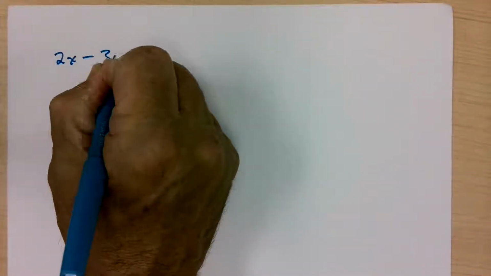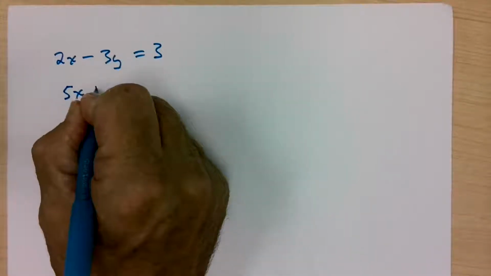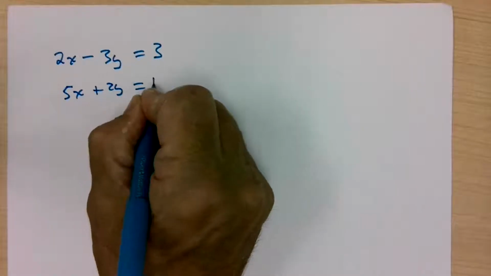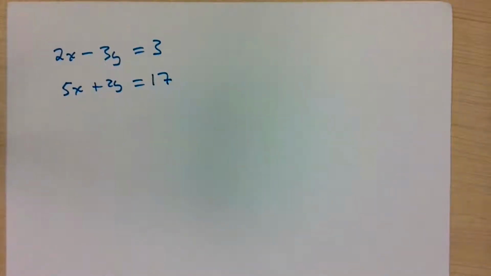This lesson is on solving systems of linear equations by elimination. We're going to give two equations of lines, 2x minus 3y equals 3, and 5x plus 2y equals 17. These two lines will likely intersect somewhere, and we want to find that point of intersection. So how are we going to do that?